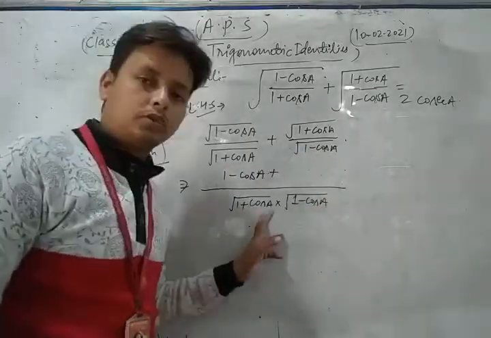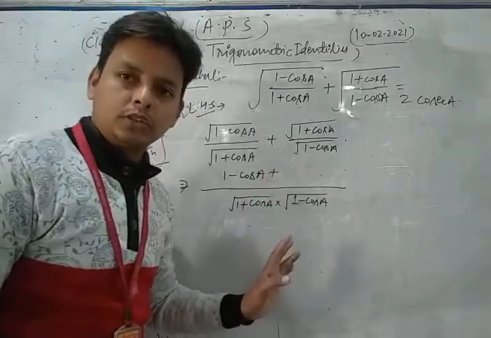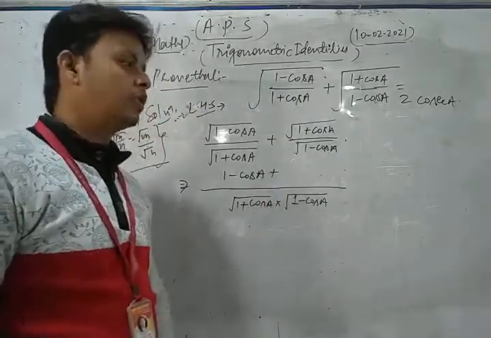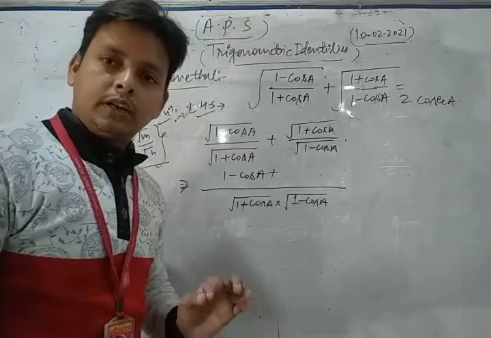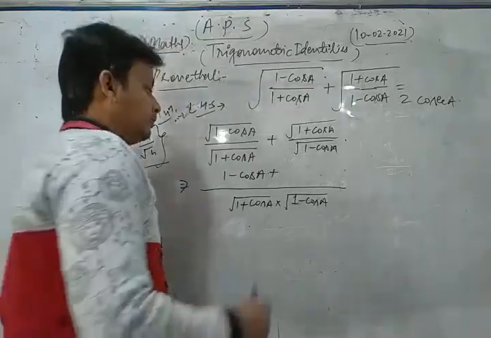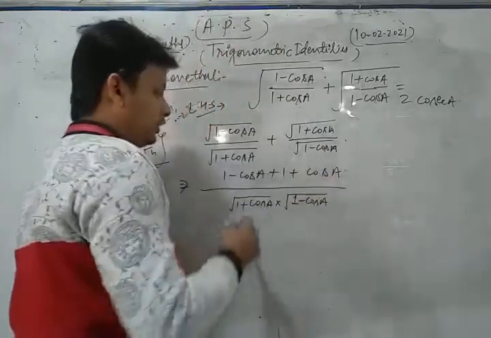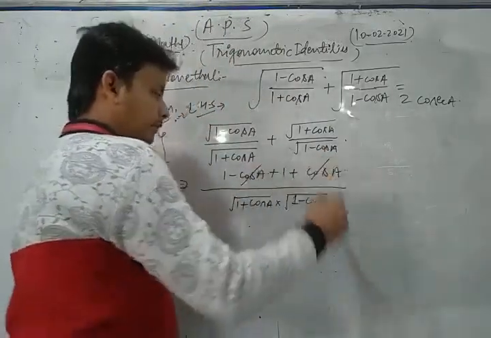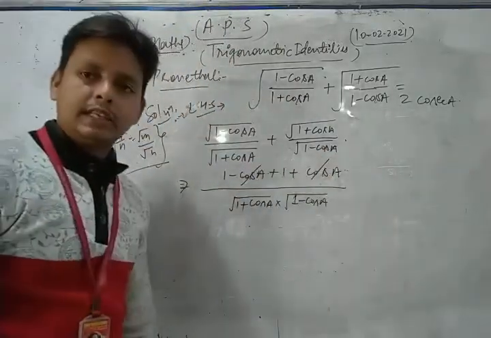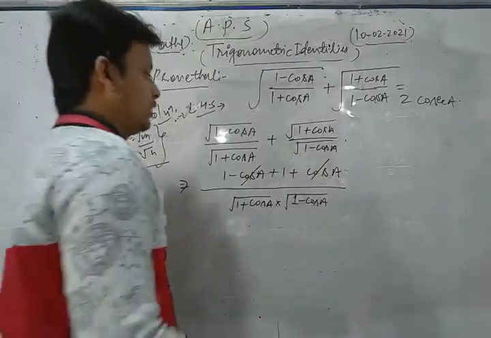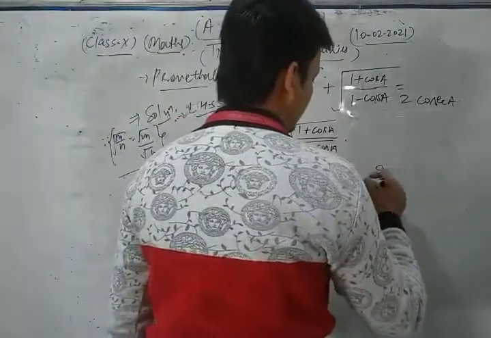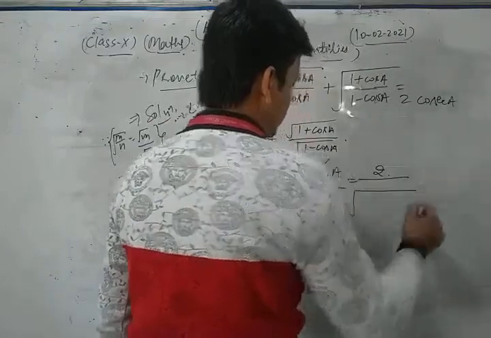So we get what? Under root 1 plus cos A into under root 1 plus cos A. Under root 1 plus cos A into under root 1 plus cos A is what? Only 1 plus cos A is left. So here we write 1 plus cos A. Now let's see. Minus cos A and plus cos A cancel each other. So we get 1 and 1, that is 2 upon the square root.